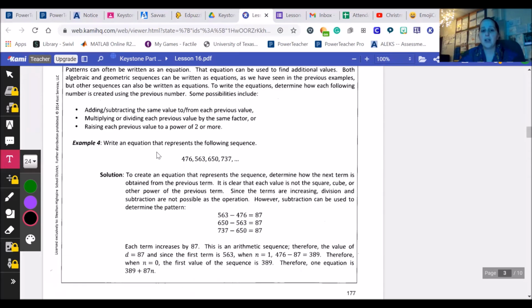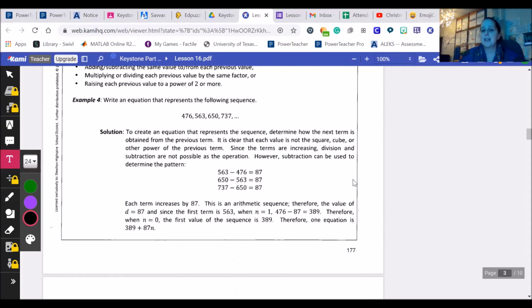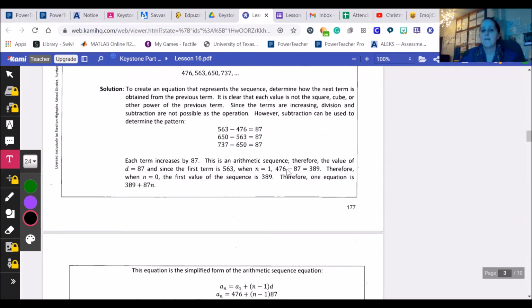Example 4. Write an equation that represents the following sequence: 476, 563, 650, 737. To create an equation that represents the sequence, I determine how the next term is obtained from the previous term. It is clear that each value is not a square, cube, or other power of a previous term. Since the terms are increasing, division and subtraction are not possible as the operation. However, subtraction can be used to determine the pattern.